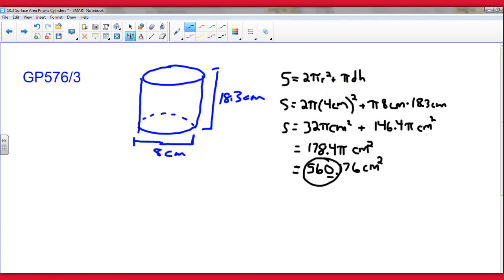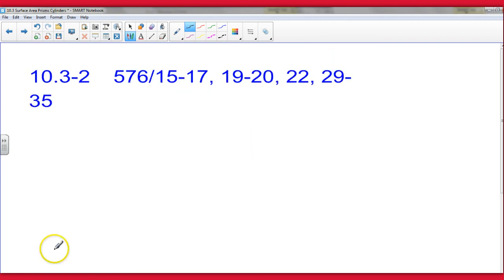Remember, you will have a question today where you're asked only to find the lateral surface. So we only use this lateral part of the formula. We don't include the two bases. And there's your assignment. Good luck.